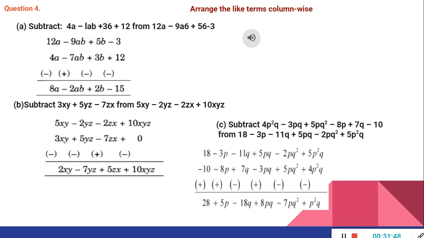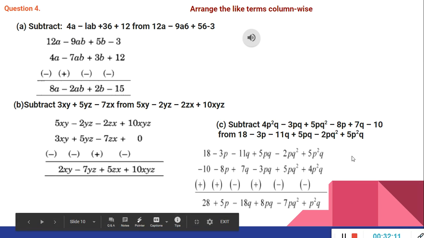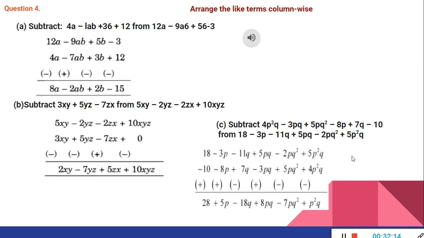Now 18 plus 10, 28. Minus 3 plus 8. Different sign, subtract 8 minus 3, 5. So plus 5p. Minus 11 minus 7, both are negative, add together, minus 18q. Plus 5 plus 3, add together, plus 8pq. Minus 2 minus 5, minus 7pq square. Plus 5p square q minus 4p square q, 1p square q is remaining. So plus p square q. So the answer is 28 plus 5p minus 18q plus 8pq minus 7pq square plus p square q.